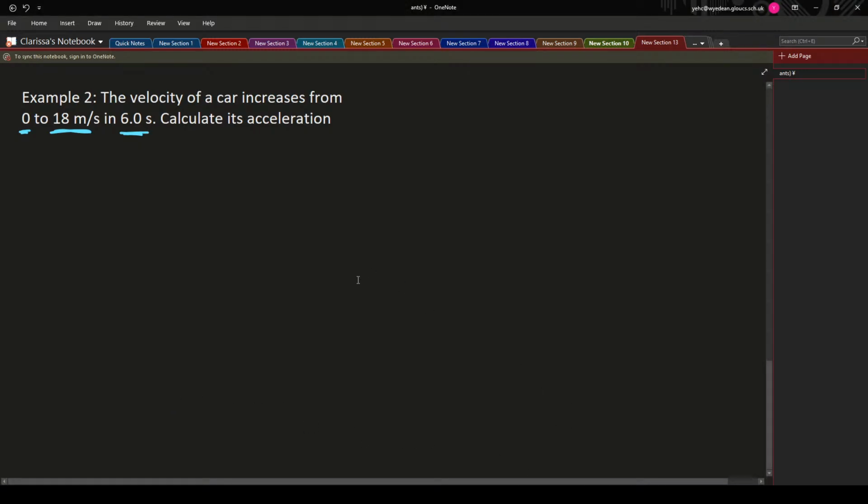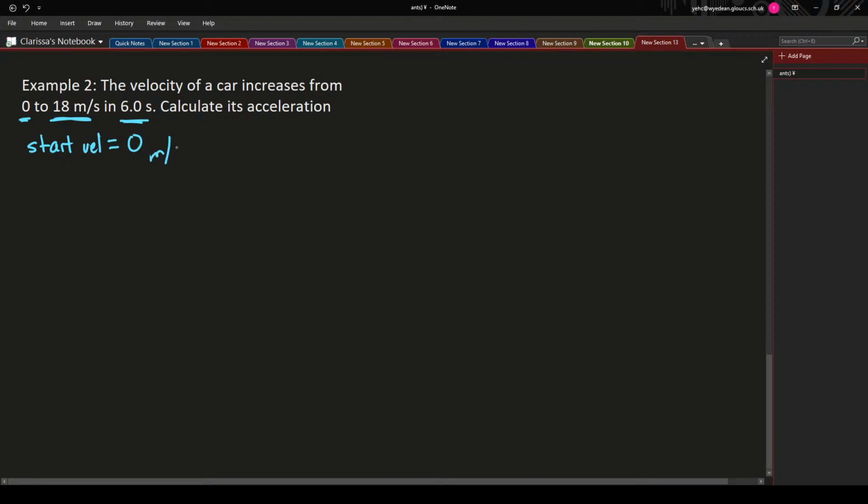Okay, let's have a go at this problem then. So, starting velocity is 0. End velocity, or final velocity, is 18. Time was 6 seconds. Acceleration equals question mark. My formula, A equals V minus U over T. So final minus initial over T.